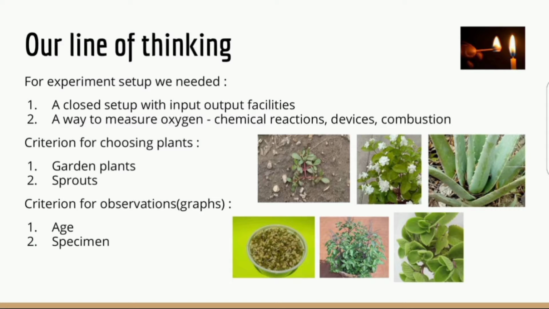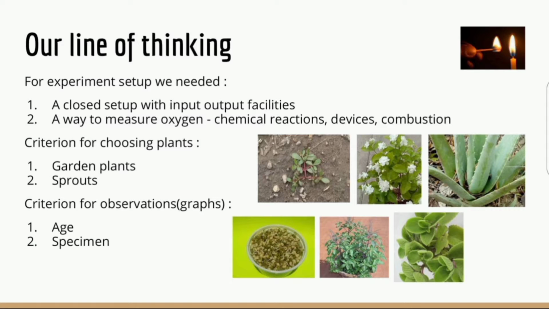Now, to measure oxygen, our first thought was to use a chemical which would react with oxygen but not anything else, and also wouldn't harm the plant. Rusting was a process that we could have used, but it being a slow process, it was ruled out. Then we discovered devices like oximeters which we could use, but it was not our thought, so we decided to think of something else. And then we realized that we could use combustion.